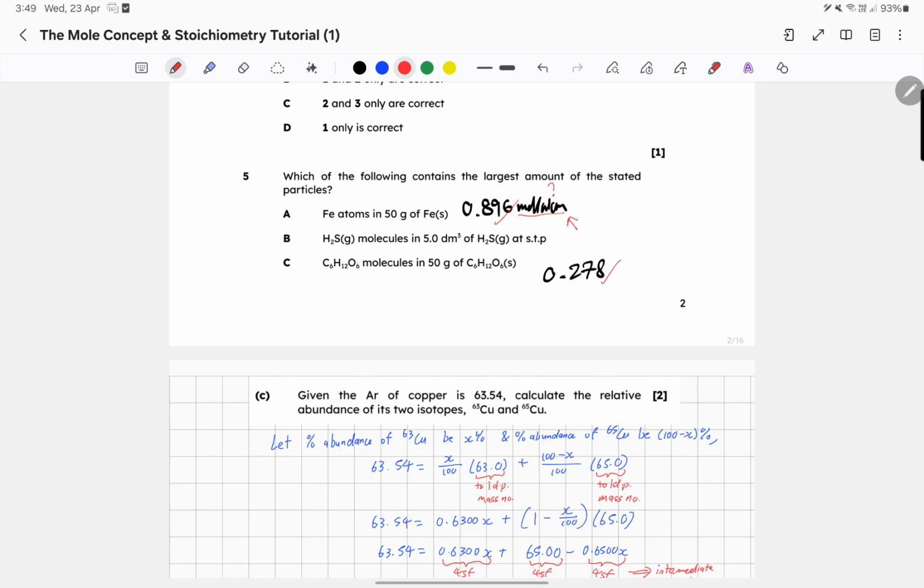Is it mole per dm cube? Because what you are calculating is for the amount, which is the unit of mole. So I'm not sure what you're trying to do over here. Okay, so just take note, what you're calculating for is the mole and not the concentration.